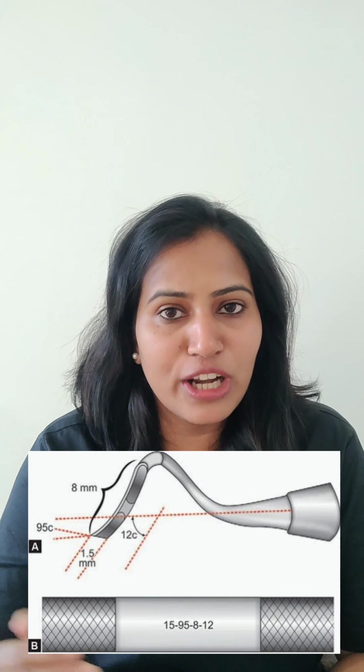Now coming to the 4 number formula. It is used in those instruments with primary cutting edge not at right angle to the long axis of the blade. Now again the first number indicates the width of the blade in 1/10 of a millimeter. Second number indicates the primary cutting edge angle. That is the angle formed by the primary cutting edge with the long axis of the handle of the instrument. Now third number is the length of the blade in millimeters and fourth number is the blade angle, that is the angle formed by the blade with the long axis of the instrument.